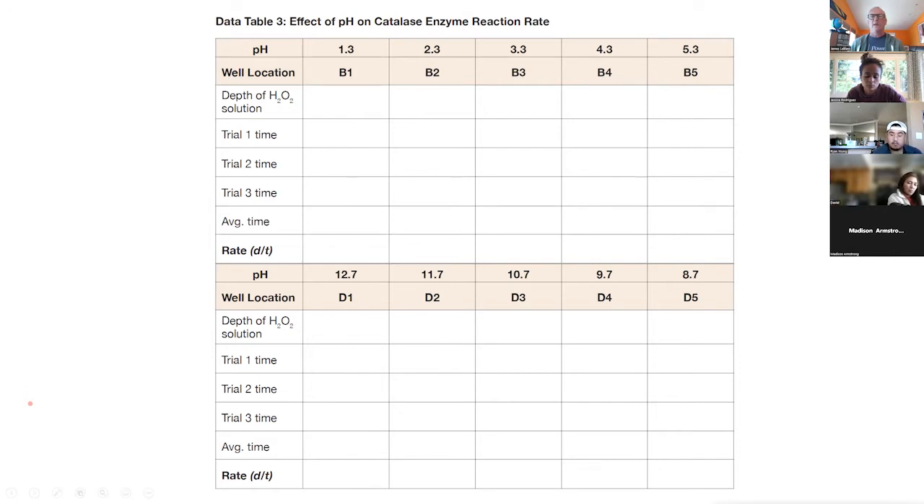So, any questions before we begin? I have a question. For the depth of the solution, how do we measure that? Would that be with a ruler, or is that on the cup, or how do we measure that? Oh yeah, you use the ruler. So we've got the little cup. You just measure how far it is from the bottom of the cup to the water line. Okay, thank you. There is a ruler included. Hopefully you still have it. I'd lost mine. Luckily, I found another one.